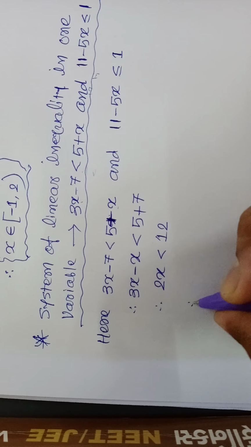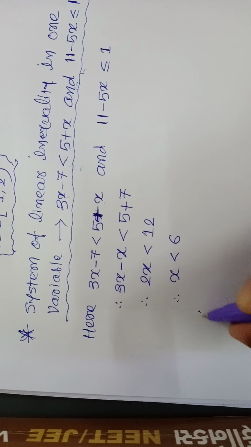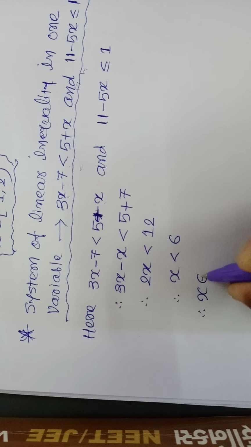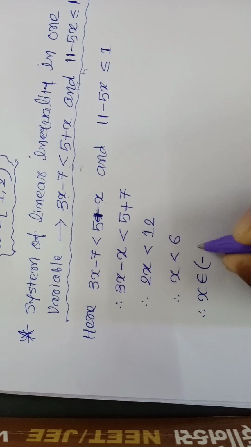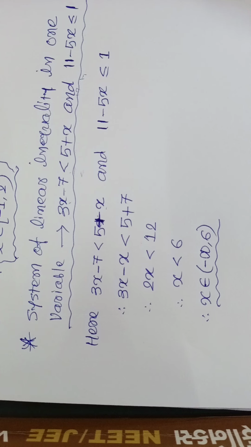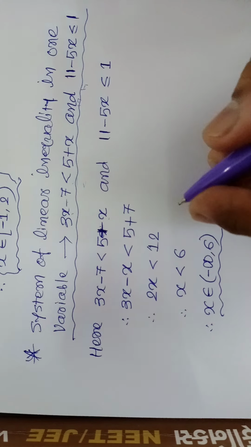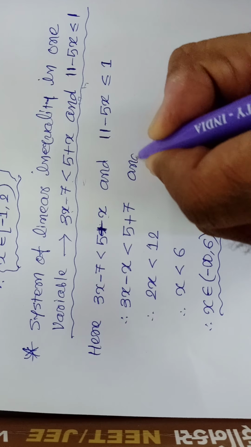And my friend, what do we say? x is less than 6. Not only that, I think now you know very well that the meaning is x belongs to minus infinity to 6. This is the solution related to the first inequality only, not the solution of the system. Remember that. And now let us solve this side.